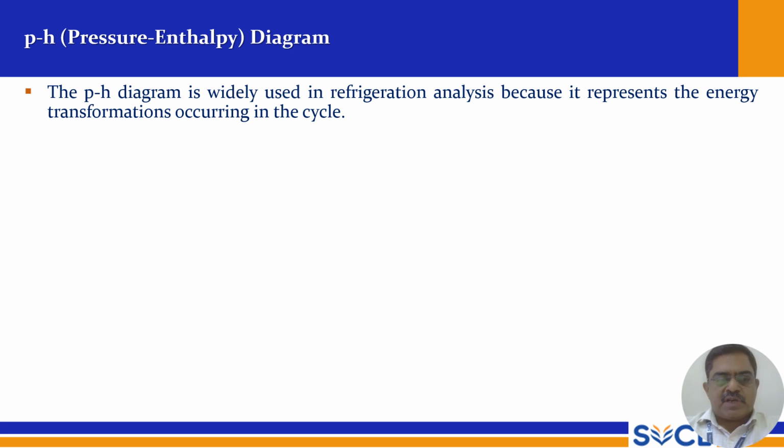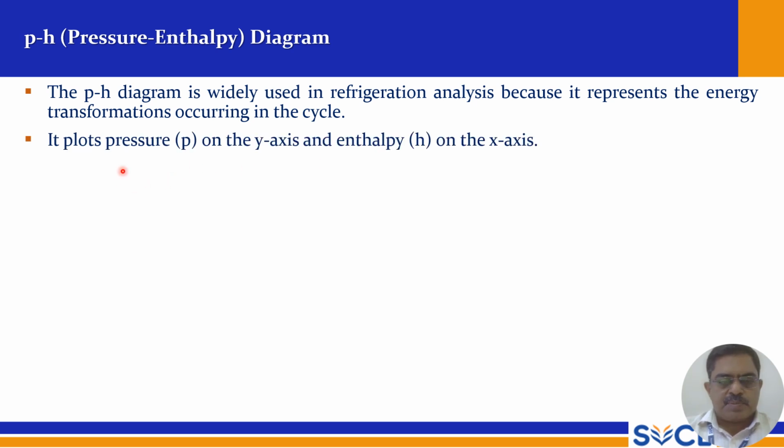So the pH diagram is widely used in refrigeration analysis because it represents the energy transformations occurring in the cycle. The energy transformation that is happening during all four processes in the vapor compression refrigeration cycle is clearly represented by this diagram, that is the pH diagram. pH is nothing but the pressure and enthalpy diagram.